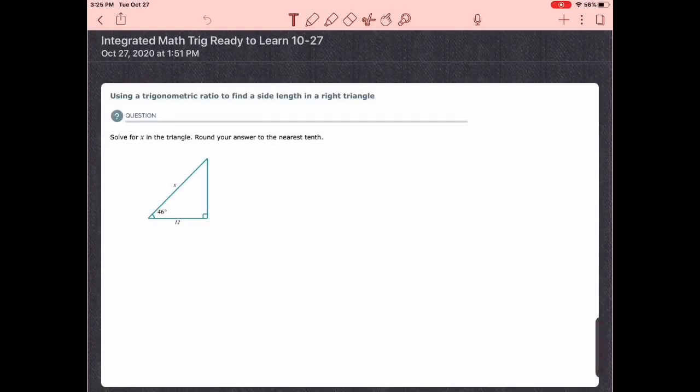Hi guys, I wanted to talk to you about using a trigonometric ratio to find a side length in a right triangle. So just a little review here. We can talk about trigonometric ratios by memorizing this little phrase.